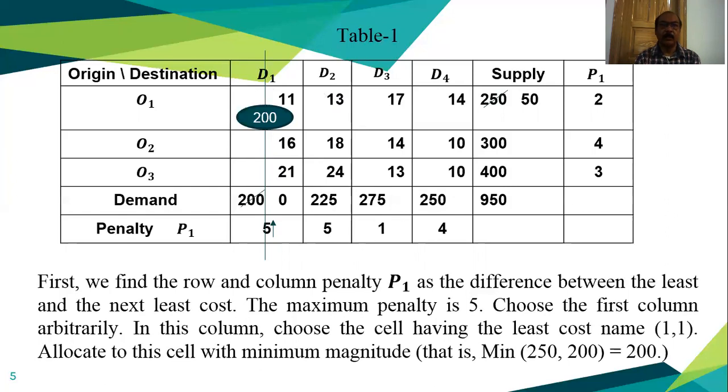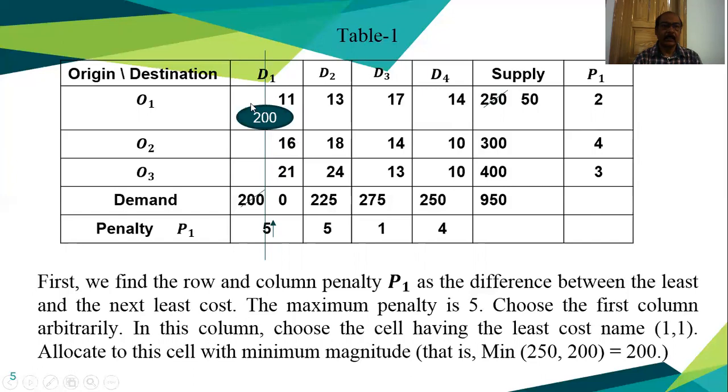because see how much we can allocate here. Here 250 is the available, here 200 is our demand, and here 225 is our demand and 225 is the available. So if we put here 225 into 13, and here we put 200 into 11, there will be a cost difference, there must be a cost difference. That's why we should consider the one which gives us the least cost.